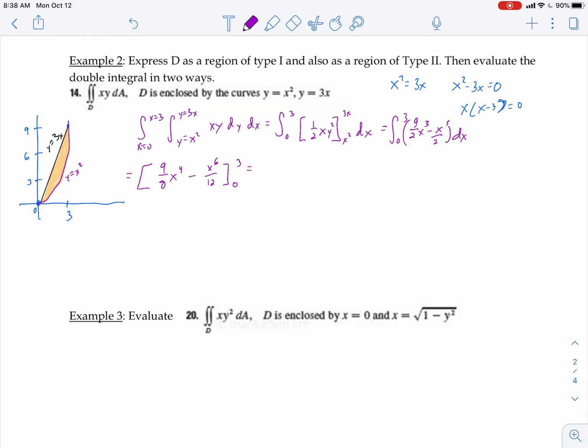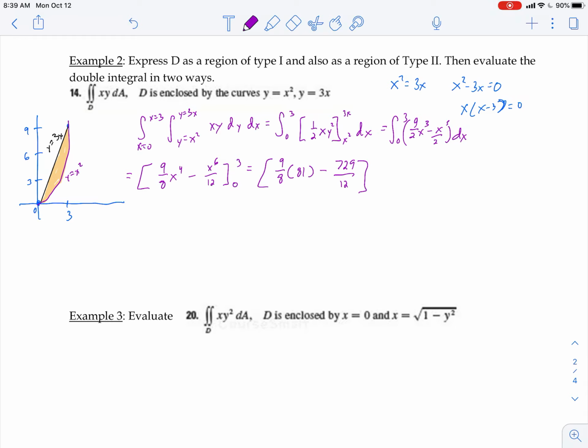So now we're going to substitute in. Looks like we're going to have a big old number. I'll do it this way: 9 over 8 times 81 minus, put the 3 in there, so 729 over 12, minus, and then plug in 0. That's nice. All right.